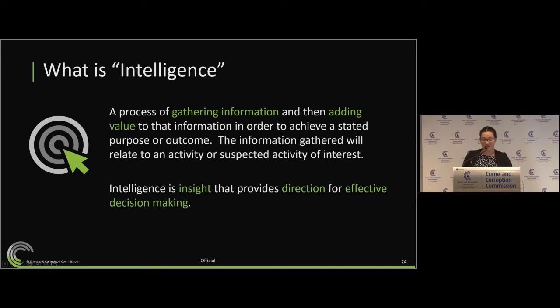So what is intelligence? Intel is a process of gathering information and then adding value, usually by analysing the information, in order to achieve a stated purpose or outcome. The information gathered will relate to an activity or suspected activity of interest. So in the context of corruption, this will be a complaint of corrupt conduct. Alternatively, intelligence can also refer to the product of that process, so the insights and understanding that is generated from the gathering and analysis of information.